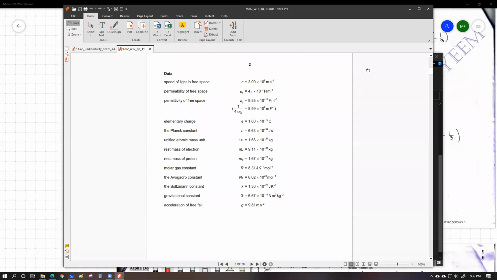So this is the value of the elementary charge. You don't have to memorize this value. This will always be available in your formula sheet. So this is just good information for you.